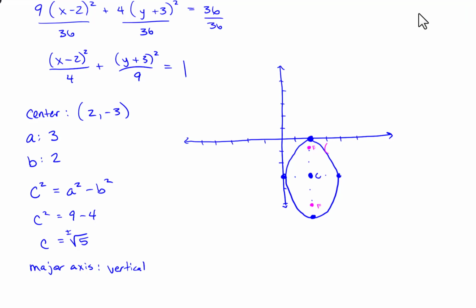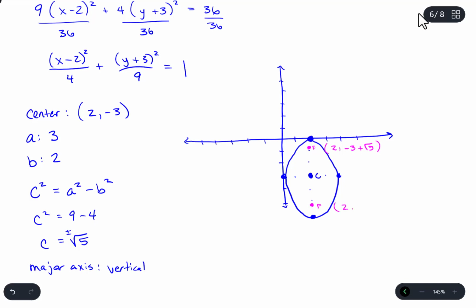So got my focal points, the coordinates of those if I need them. So they're along the same vertical axis as the center. So the vertical axis of the center is at 2. And then we just go from the center, starting from -3, and then go up the square root of 5. And the other one, we just go down the square root of 5. Okay? And then that labels those particular points.